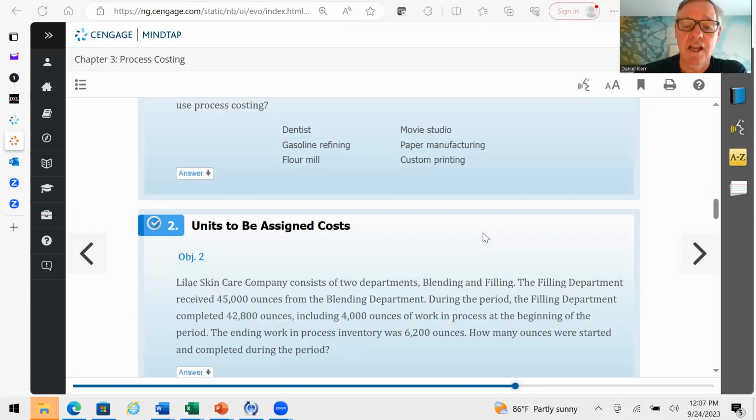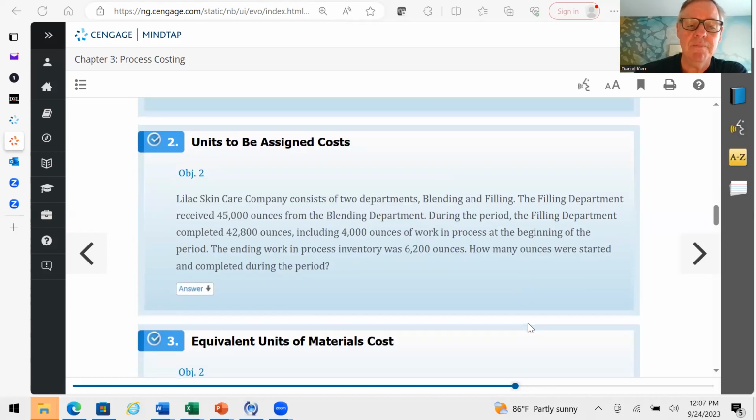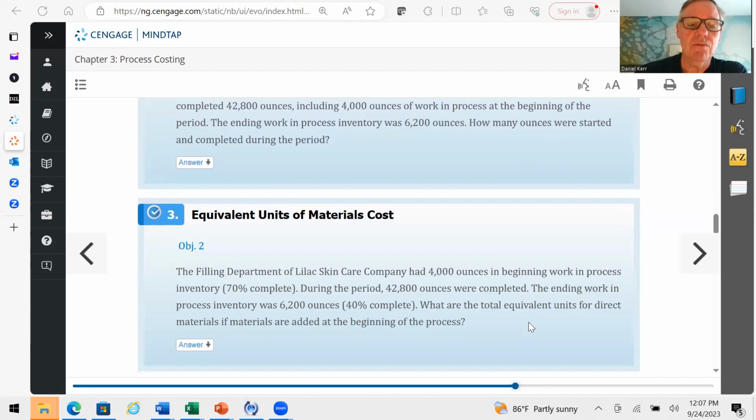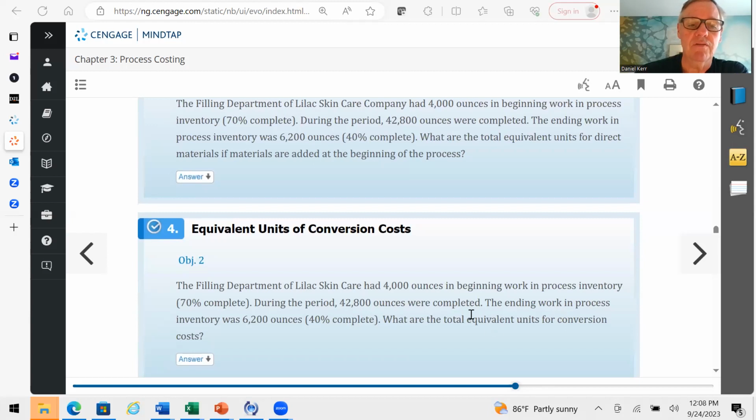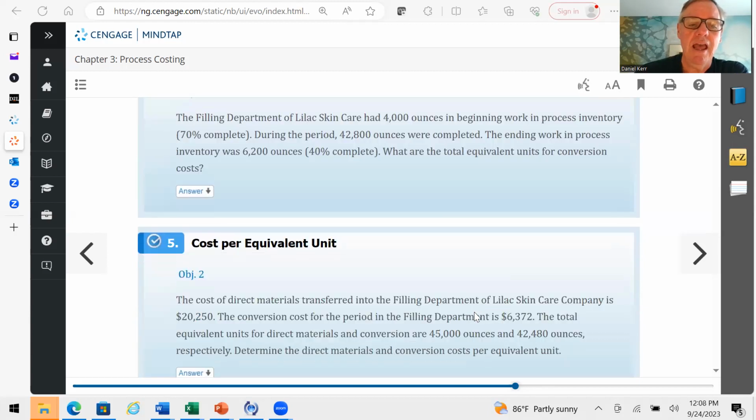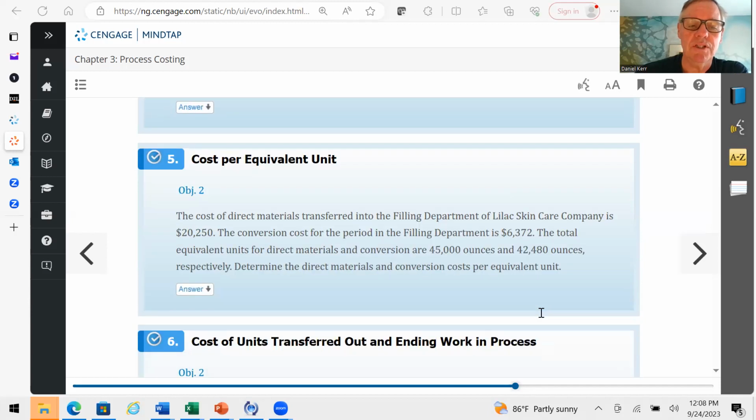So here was the units assigned to cost. In exercise 2, we had to figure out how many units, or how many ounces, were started and completed this period. In exercise 3, we had to figure out the equivalent cost of materials. What are the total equivalent units for direct materials? So equivalent units for materials. Then we had to get equivalent units for conversion costs. And then we had to figure out the cost per equivalent unit for materials and cost per equivalent unit for conversion costs.